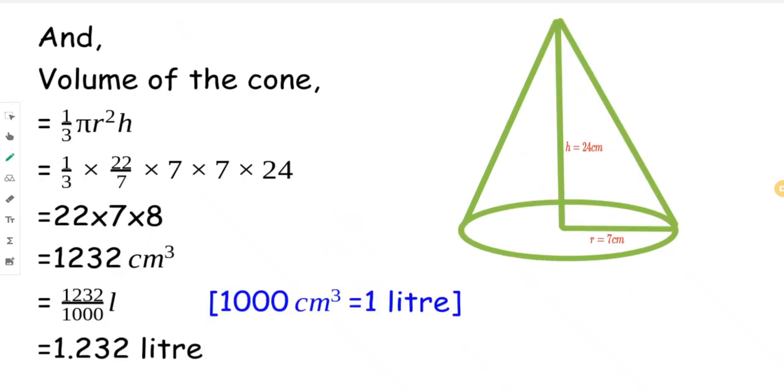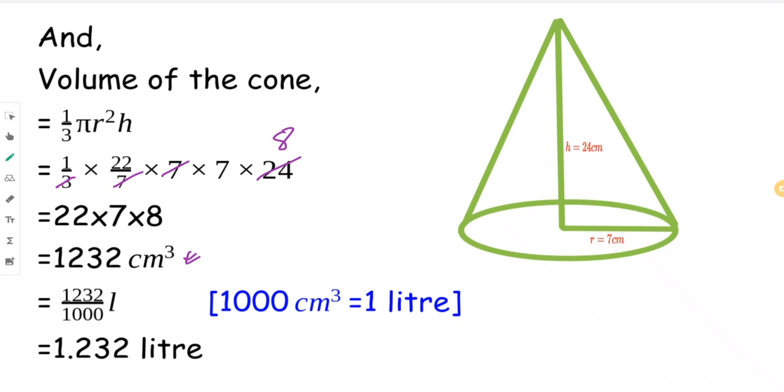So we have the radius, we know the height, we just have to put it directly in the volume of the cone, 1/3 πr²h. Pi is 22/7, radius 7, height we already got, 24. Let's start division again. 3 eights are 24, 7 on 7, 7 on 7. We're going to get 22 into 7 into 8, which when you multiply gives 1232 centimeter cube.